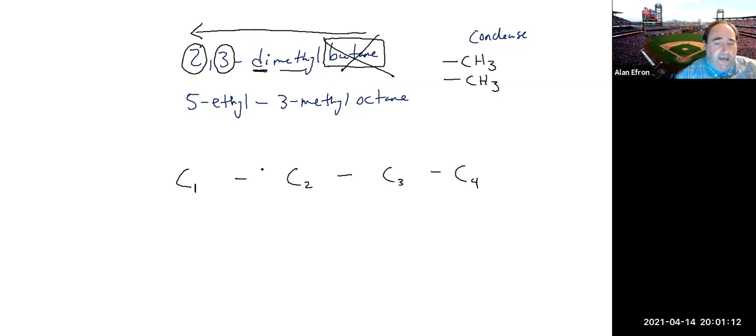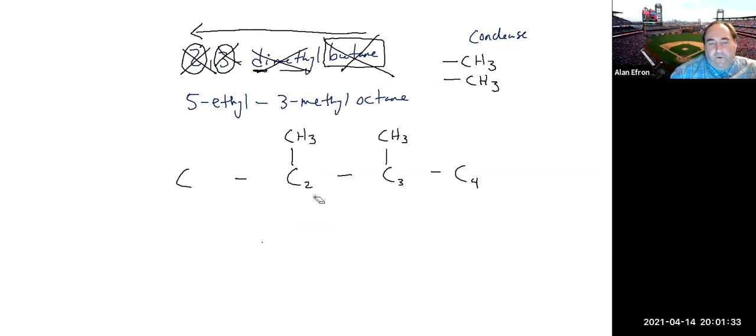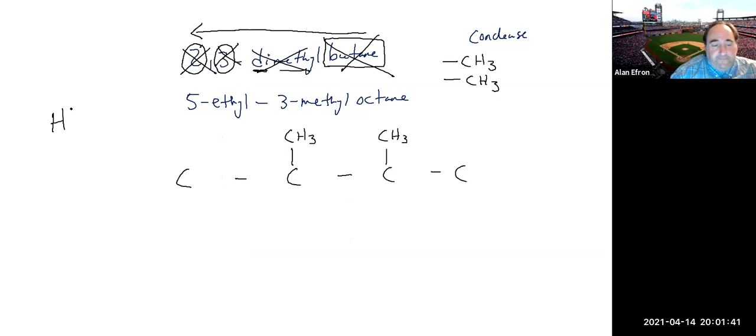Now, because I did that, I would go to carbon number 2 and draw my methyl group. That takes care of that guy. I would then go to carbon number 3 and draw my methyl group. That takes care of that guy. So what is left? My picture looks a little sad, right? What did we talk about in terms of what is pretty much everything else at this point? Everything else at this point is hydrogens.